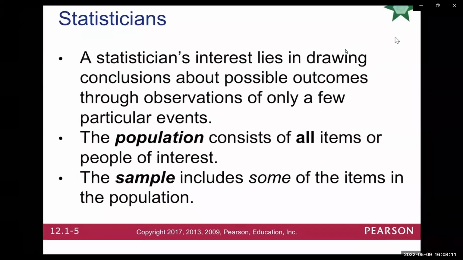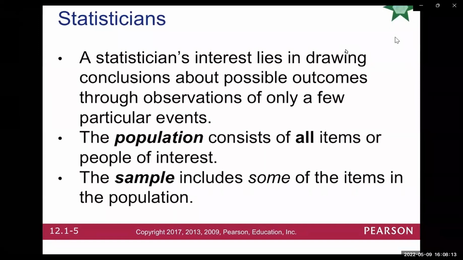A statistician's interest lies in drawing conclusions about possible outcomes through observations. The population, so there's one of our first definitions, consists of all items of interest or people, whereas a sample is just a small collection of items from the population. So maybe the population is all teenagers in the United States.